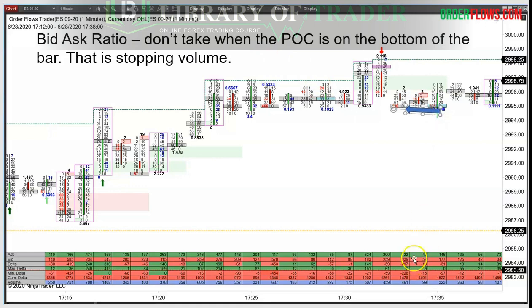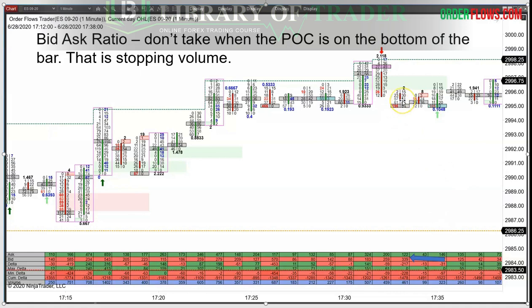Okay, you can see what's happening, right? This bar, point of control right on the bottom. Look at the volume numbers, 122 versus 339. So 339 is more than 2 to 1. But what you have is the stopping volume coming in there.